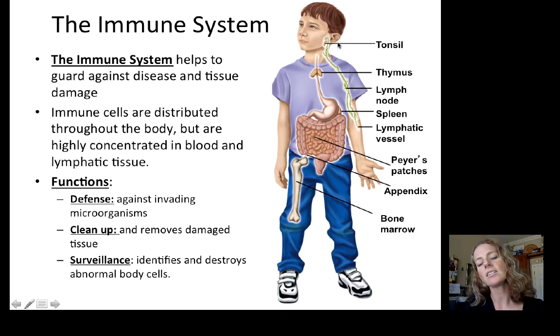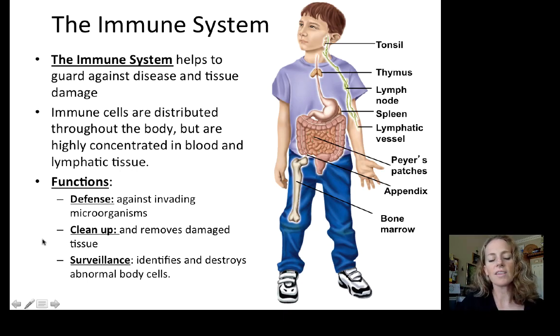So the major lymphatic tissues will be the tonsils, the thymus, the lymph nodes, the spleen, the lymphatic vessels, which carry lymph fluid and also immune cells, Peyer's patches, which are mucosa-associated lymphatic tissue in the digestive system, the appendix, which also has lymphatic tissue, and the bone marrow. So the bone marrow is important for white blood cell and all other blood cell production.